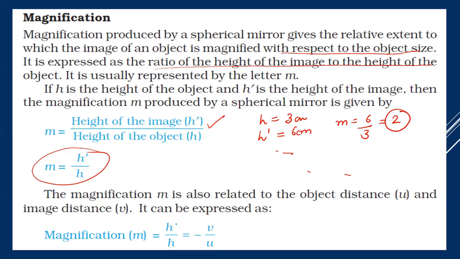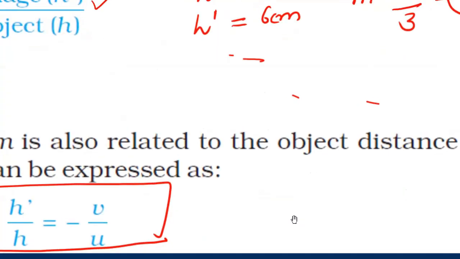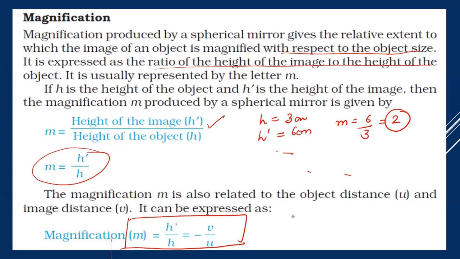Magnification m is also related to u and v. Another very, very important formula that we need to keep in mind. All the 5 quantities are related over here. We know what magnification is: magnification is h dash upon h, which is also equal to minus v upon u. Very important.